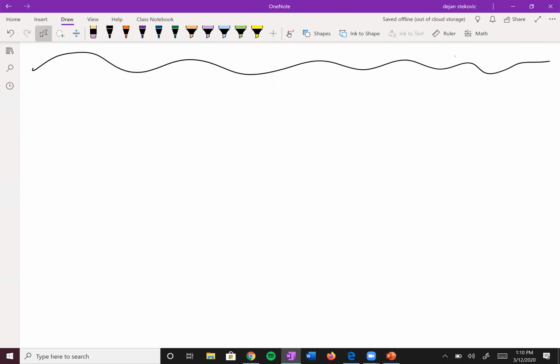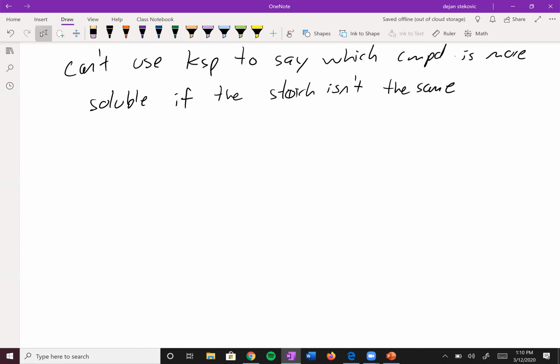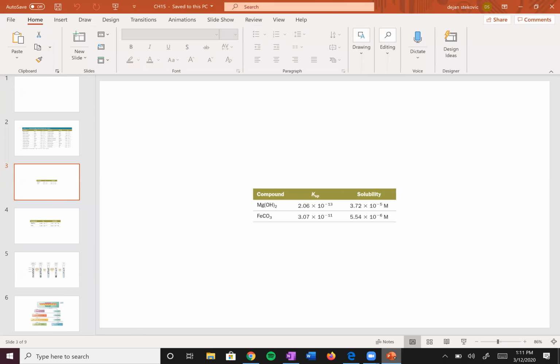All right, so we know they both have to deal with solubility. Molar solubility and Ksp, they both have to do with solubility. But you can't actually go directly from Ksp to determine which one is soluble. Sometimes you can, sometimes you can't. So you can't use Ksp to say which compound is more soluble if the stoichiometry is not the same. So if it's not the same, you can't go directly from looking at Ksps and saying, oh, this one's more soluble, right? In general, bigger Ksp, more dissolved stuff, more soluble. But the coefficients have to be the same. So let's take a look at an example of that.